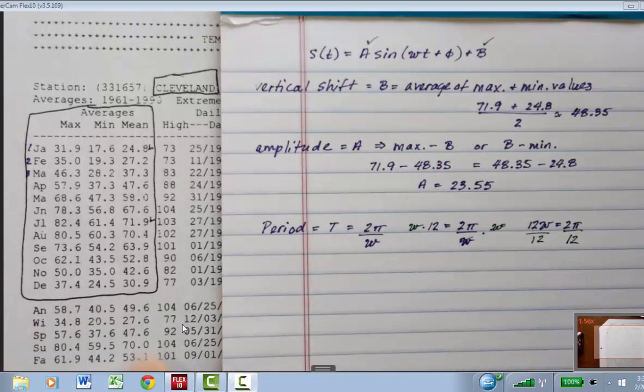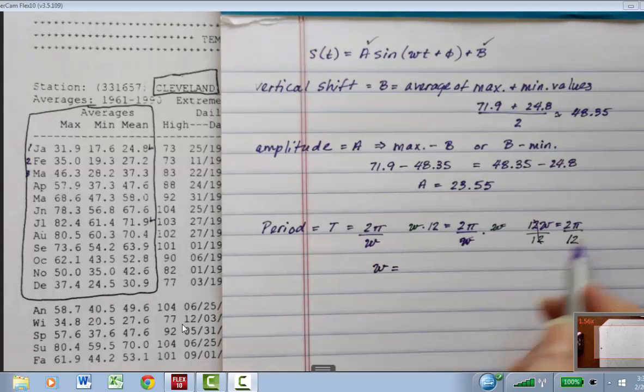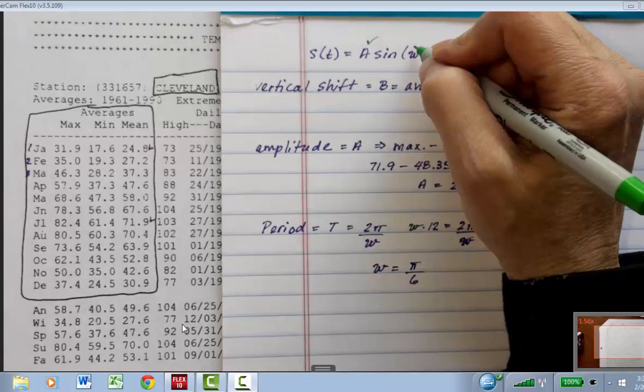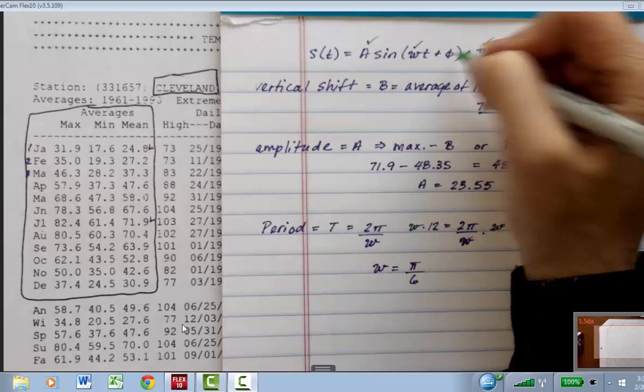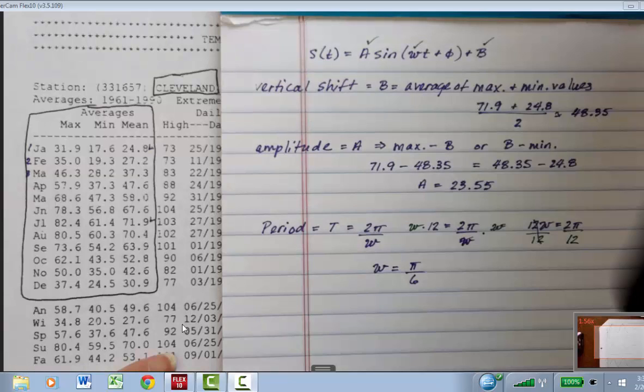And when I do that, I end up with omega is equal to 2 pi over 12, which reduces to pi over 6. So now I know my omega, and I need to figure out my phi. And your phi is your horizontal phase shift, or your horizontal shift. So what we do there is, remember, we're going to go back and look at our graph.